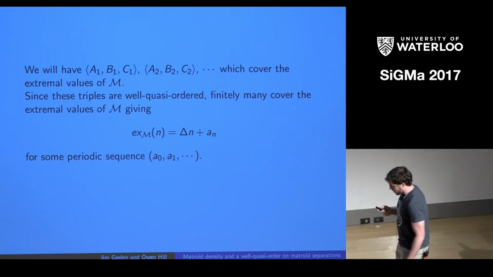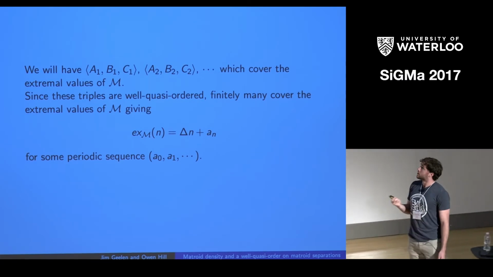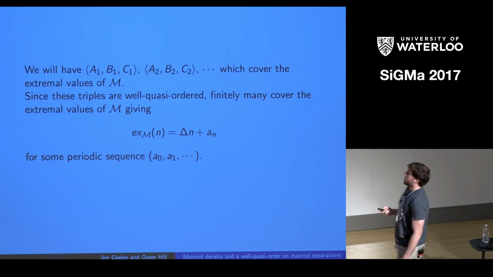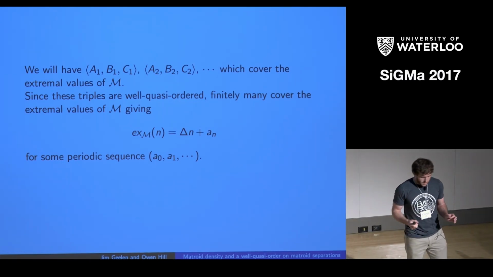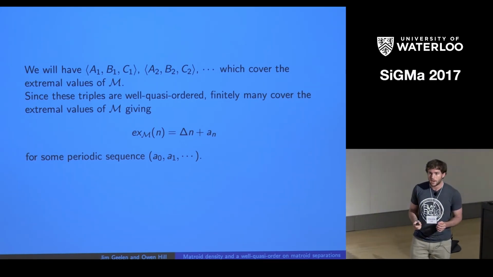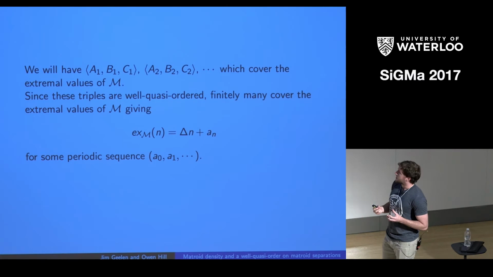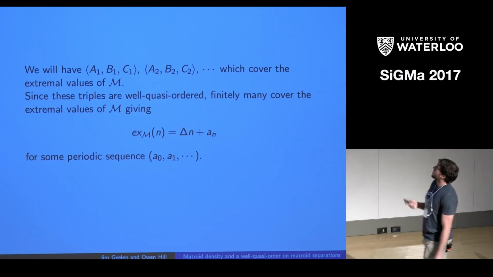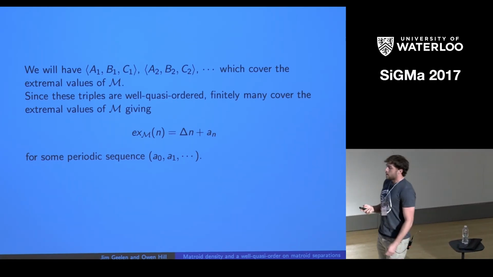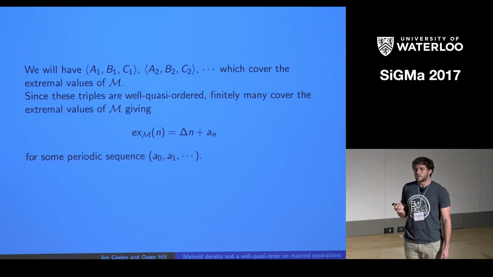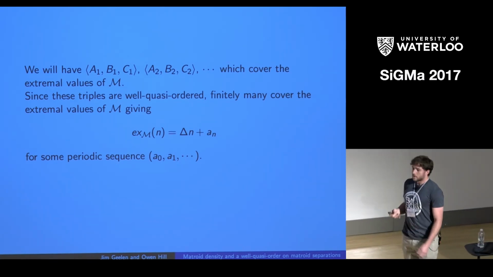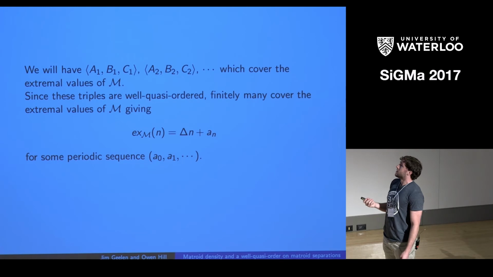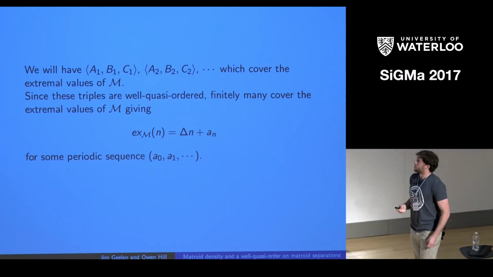So in total then, what we can say is we have an infinite collection of triples, A, B, C, which cover all but finitely many of the extremal values of our class. And then the last little touch is what we do is we take this well-quasi-order that we have, and we tweak it a little bit to make it work for dissections as well. And so then we have these dissections are well-quasi-ordered. And so we have that the triples are well-quasi-ordered also. And so then what we get is finitely many of these triples cover all but finitely many of the extremal values of our class. And so now you can see where the periodic behavior comes from in our extremal function.